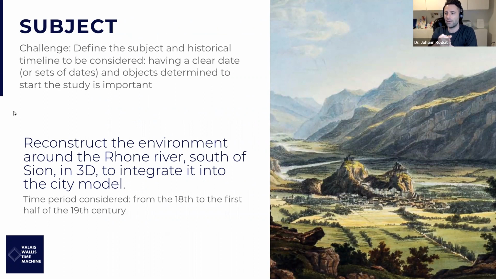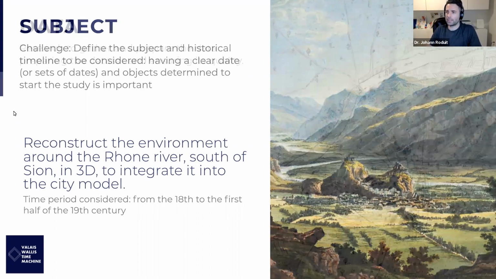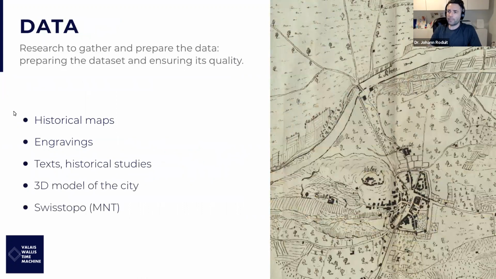of the study is. For our case, it was about reconstructing the environment around the Rhone River, south of the city of Sion, in 3D, and to integrate it into an actual city model that we have currently. The time period we considered was from the 18th to the first half of the 19th century. And after, what is crucial is to look at the data, and it's important to research, to gather the data and to prepare the data, preparing the data set and ensuring its quality.